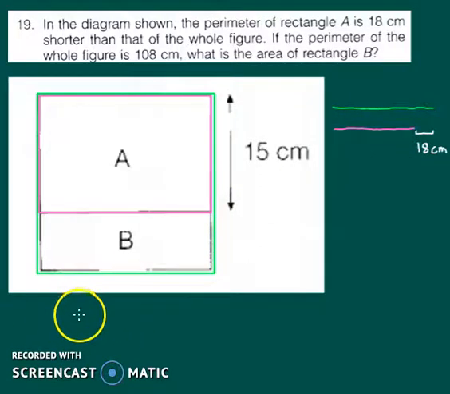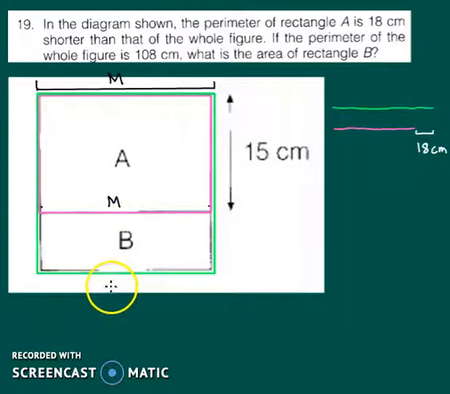So now let's put that into numbers. First of all, I'm going to give this length a name so that we can refer to it easily. I'm going to call this length M. And that is going to be the same length from here to there, so this is also length M. And if you think about it, at the very bottom of the entire shape, that is also length M, from there all the way to here.